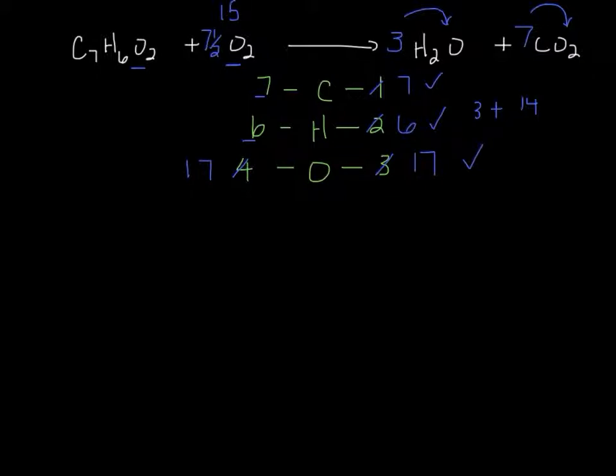The only issue now is we need to get rid of this half because we need our coefficients to all be whole numbers. So the way I can get rid of a half is multiplying the entire reaction by 2. So if I have this 1 in front of C7H6O2, if I multiply everything by 2, this 1 becomes a 2. The 7.5 becomes a 15. The 3 becomes a 6. The 7 becomes a 14. So your final reaction, balanced reaction, would look like this.